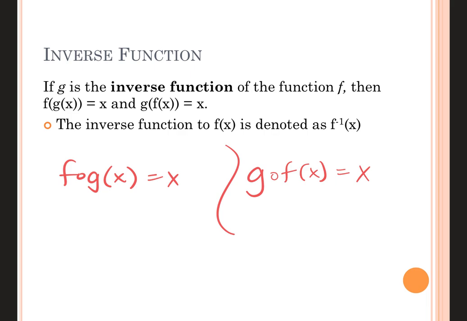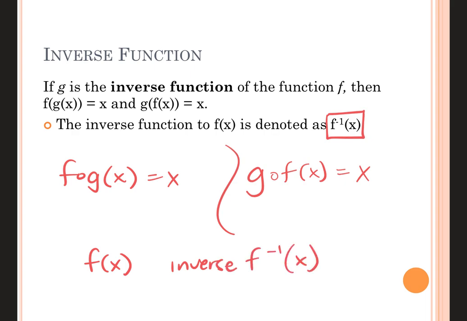The way we'll show the name of an inverse is this little f negative 1 of x. So if my original function is f of x, then its inverse will be called f negative 1 of x. And if you were to see f negative 1 of x, you would know that that is the inverse of f of x. So that's the notation for it.